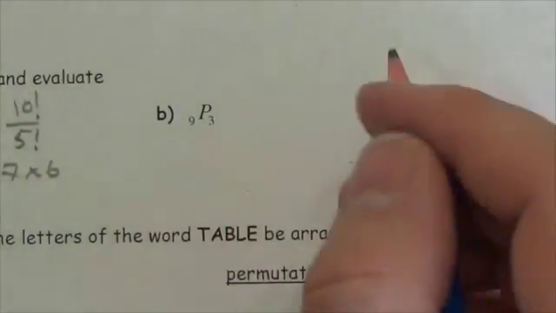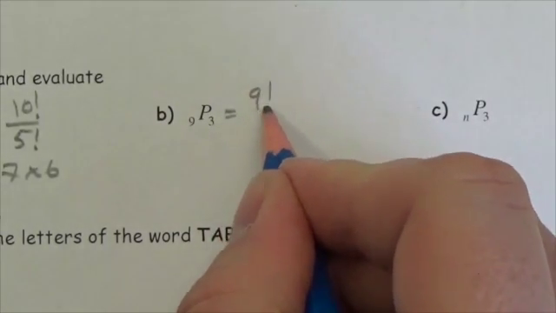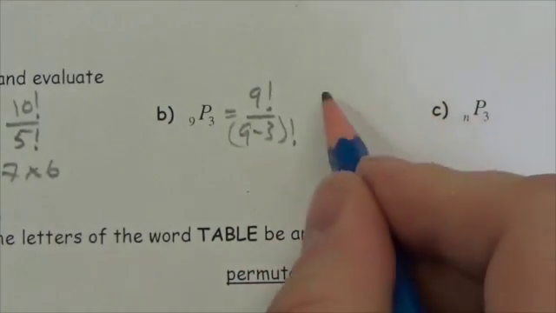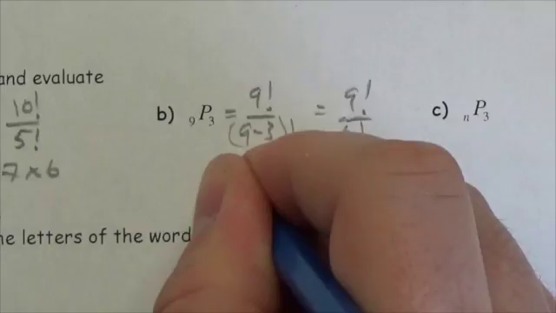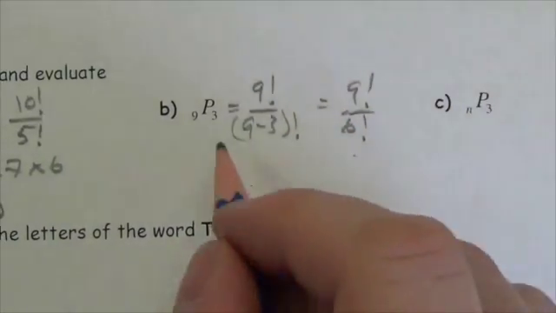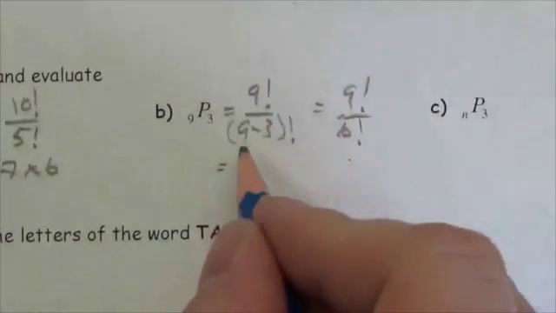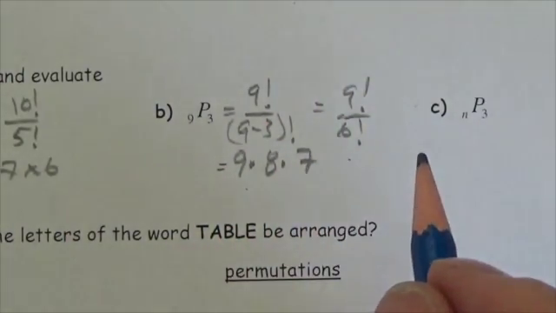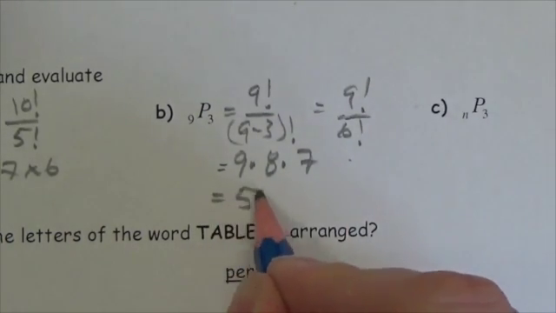Now let's take a look here at 9 permute 3. That is going to be, by definition, 9 factorial over 9 minus 3 factorial. So that's going to be 9 factorial over 6 factorial. Or another way to think about it, that's just going to be like 9, but you're only going down 3 factors. So this will be 9 times 8 times 7. I can just go to my calculator and evaluate that, and we get 504.